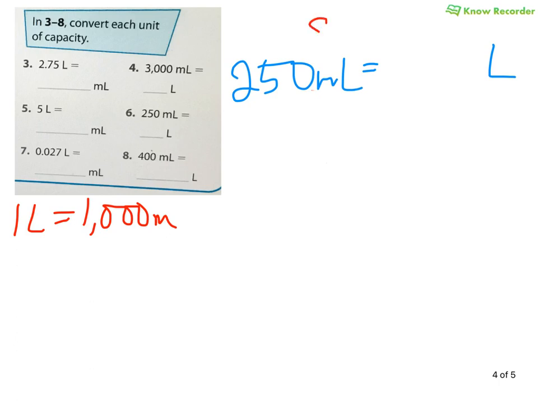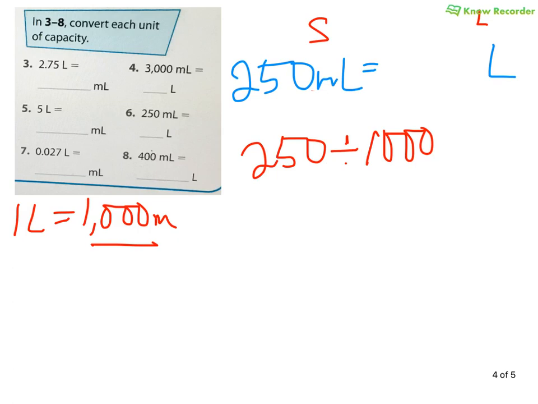So here I'm going from a small unit to a large unit, meaning I'm going to divide. I have 250 milliliters. I'm going to divide by 1,000 because there's 1,000 milliliters in a liter. That gives me 3 place values, so I'm going to have to shift. Now, you might say, Mr. Oldenburg, where's the decimal in 250? Well, kids, it's right here after the ones because it's always after the ones. Even when it's not there, it's really there.